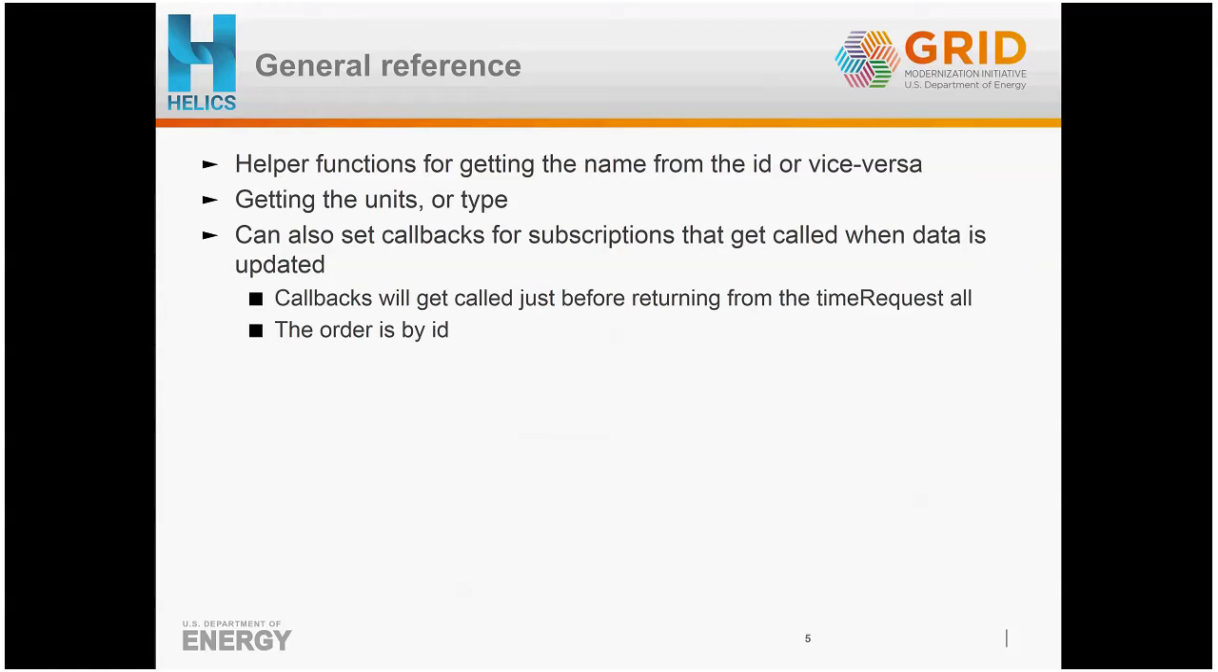There's also helper functions available for publications and subscriptions. You can get the ID back from a name, or get a name from an ID. You can also get the units and types. You can also set callbacks for subscriptions. So when data is published and updated, this callback will be triggered, and this is triggered just before returning from the time request call. And the order of the callbacks is by the publication ID or subscription ID.